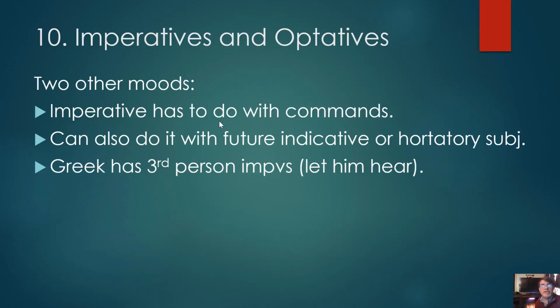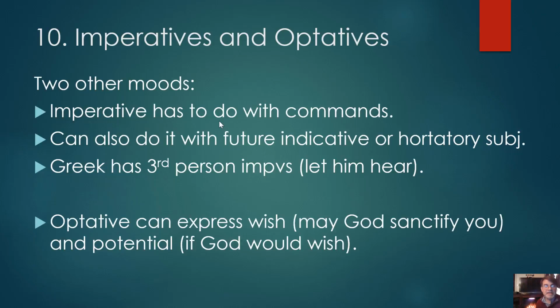Now, Greek couldn't just let it go easy. So Greek has a third-person imperative that's like, let him hear, let her go. That would be a third-person singular kind of command. And the only way to get that into English is to stick the words 'let him do it' in front of it to try to help us get a sense of what it's saying. Lastly, the optative. The optative is not important, relatively speaking, but it expresses a wish. May God sanctify you. It can also indicate potential, if God would wish, to save us. So don't worry too much about the optative, but remember there are four moods that verbs can have in Greek.